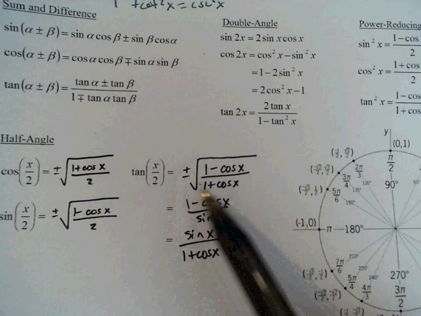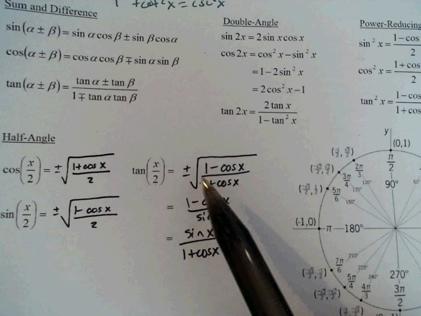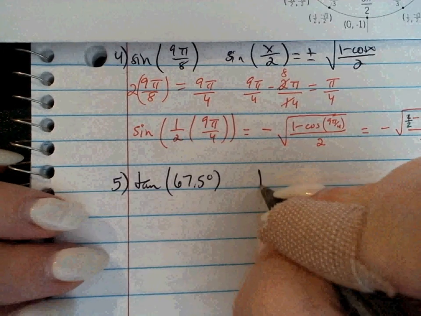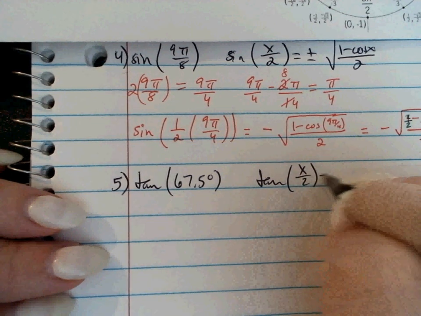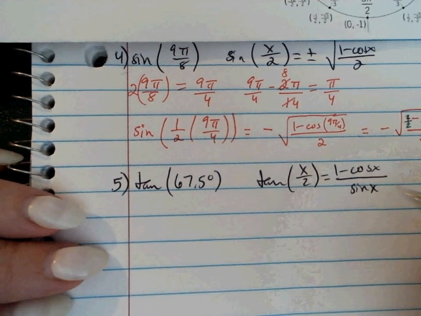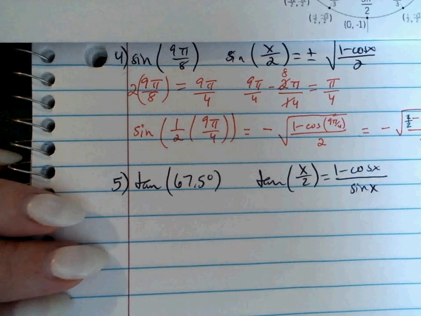So if I were to use this first identity, I would have to recognize that it's positive, but I'm going to use the second one probably, so I don't need to worry about it. I'm going to go ahead and write that down. Tangent of half angle equals 1 minus cosine of the angle divided by sine of the angle.